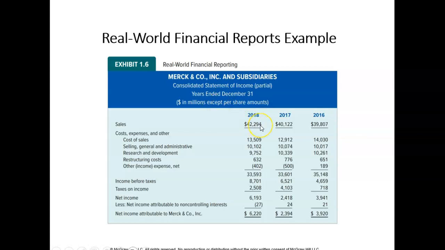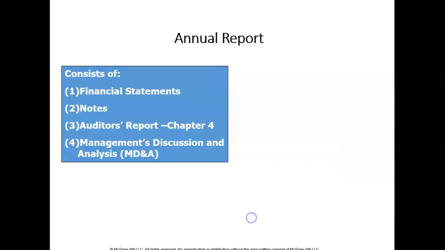So you have to add six zeros behind the number. Their total sales in 2018 were roughly $42.2 billion. Their net income, or their profit, ended up being $6.2 billion. So the same things we're going to learn in this class, you will see that same information used to prepare reports for actual live companies.